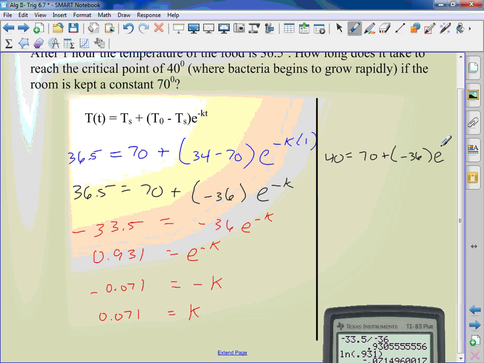E to the negative 0.071 t. Just so I had room to write it. We're trying to find out what t is. Yes, but the formula is negative kt. We're trying to find out how long does it take to reach the critical value. First thing I'm going to do, subtract over the 70. Negative 30 equals negative 36 e to the negative 0.071 t.